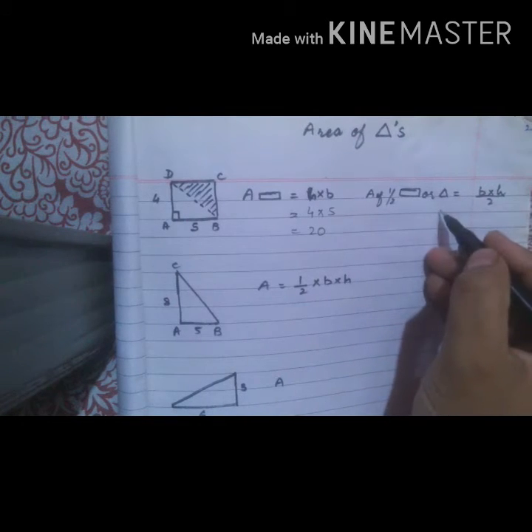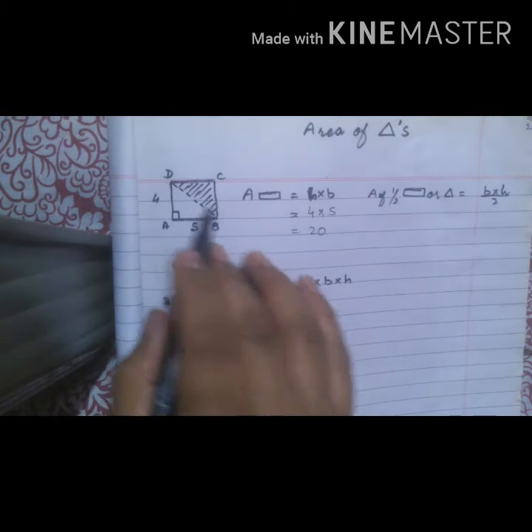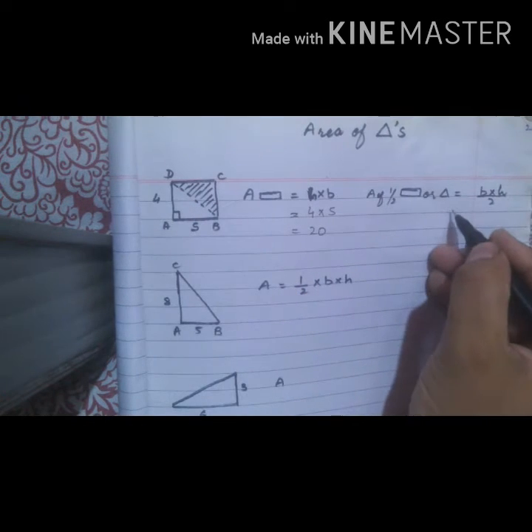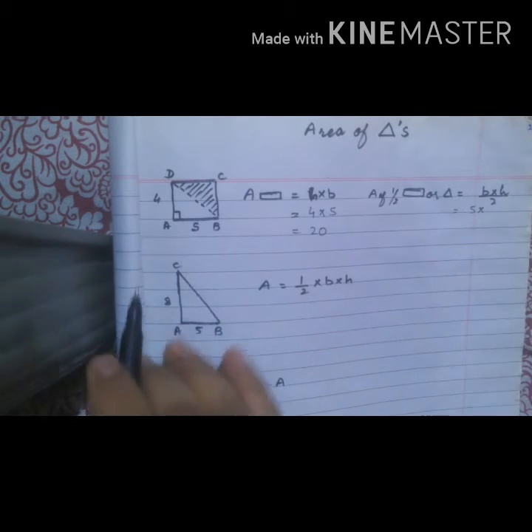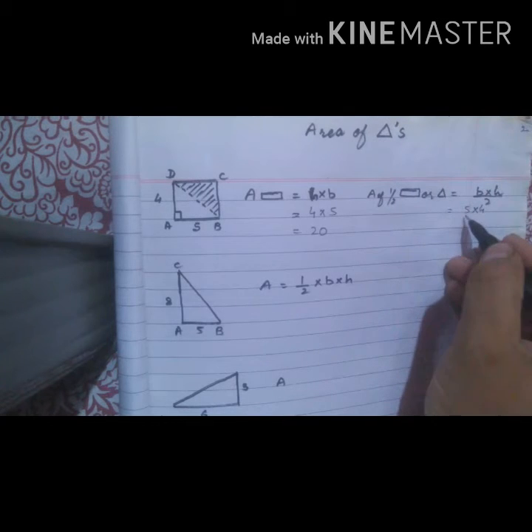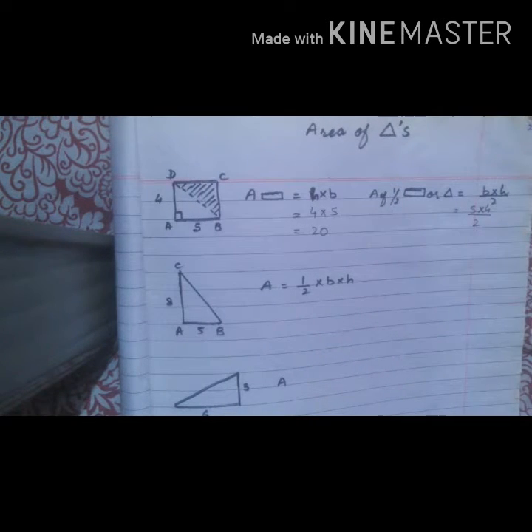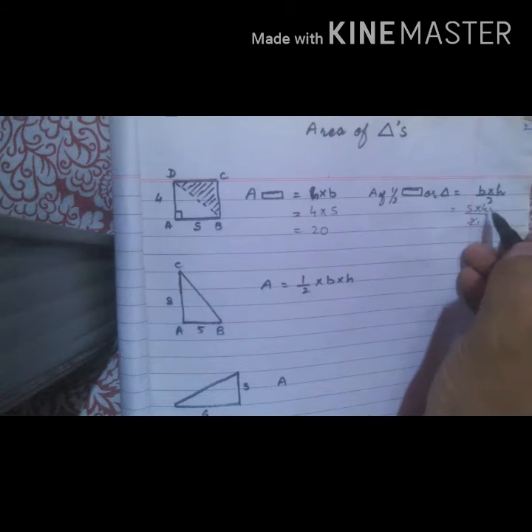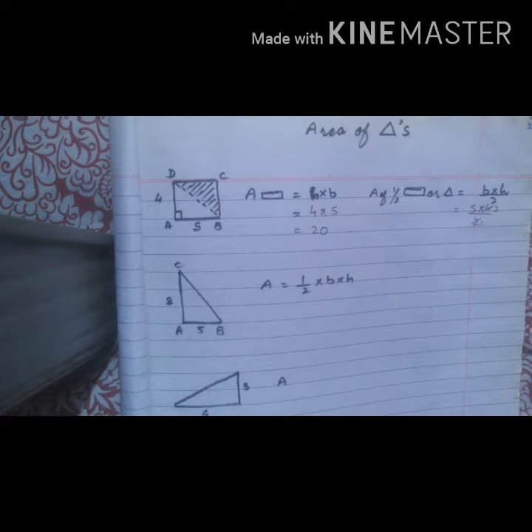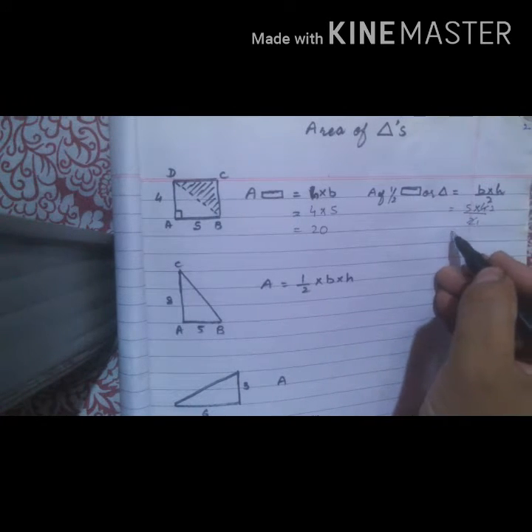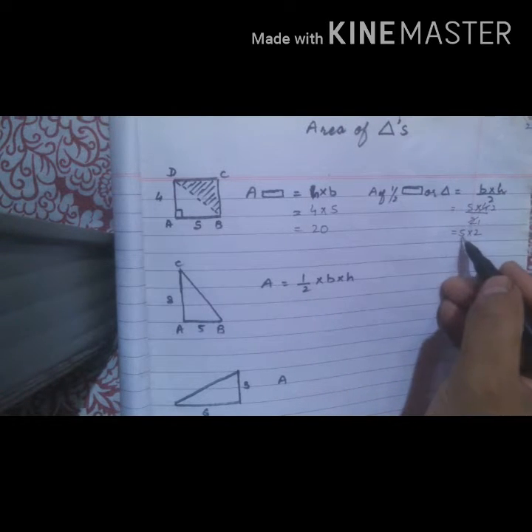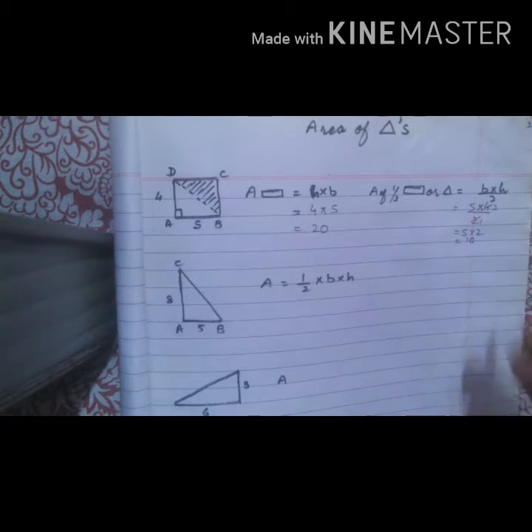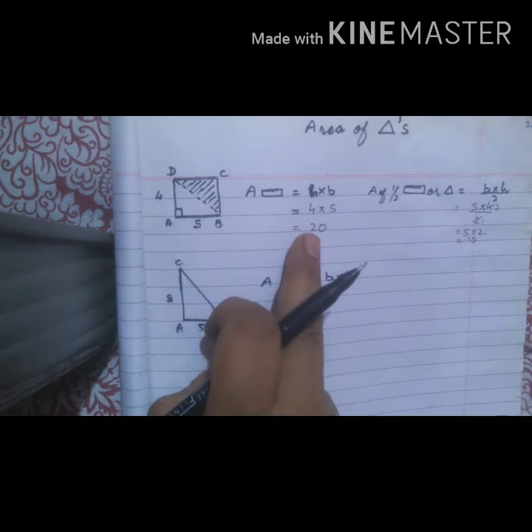So we can say that the area of this triangle, which is named ABD, is its base, which is 5, multiplied by its height, which is 4, upon 2. Right? Now here we can simplify 2 and 4: 2 ones are 2, 2 twos are 4. So the remaining units will be 5 multiplied by 2. So the area of this half of the rectangle, which is the triangle, is 10 square units. Right? And we know that half of 20 must be 10.